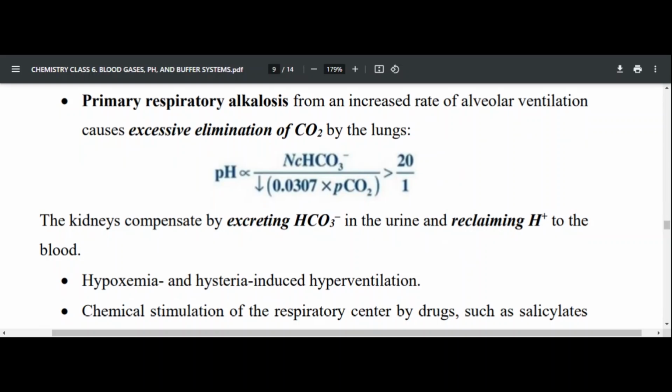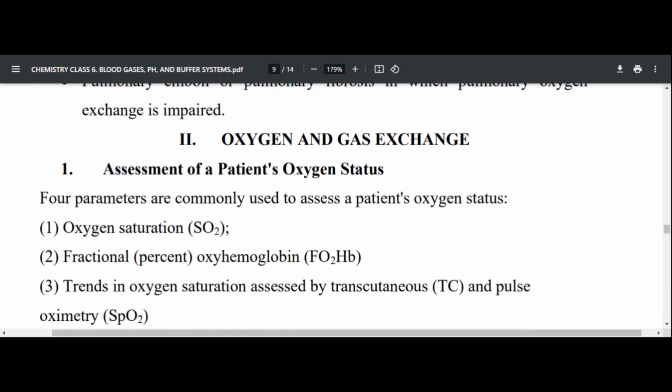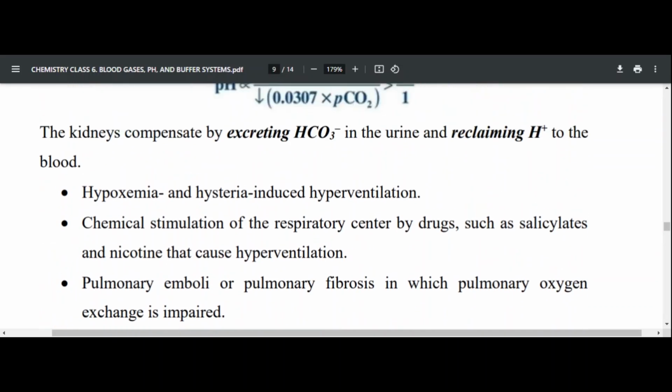So the kidneys compensate by excretion of bicarbonate in the urine and reclaiming hydrogen ion to the blood, right? Because this is a primary respiratory alkalosis, it will be corrected by the kidneys by excreting an excessive amount of bicarbonate and trying to reclaim some acid in order to restore the pH. Finally, kidneys will restore the pH.